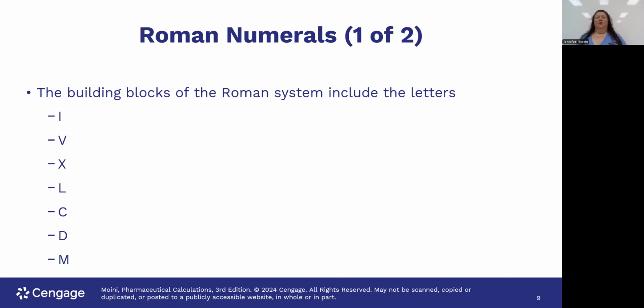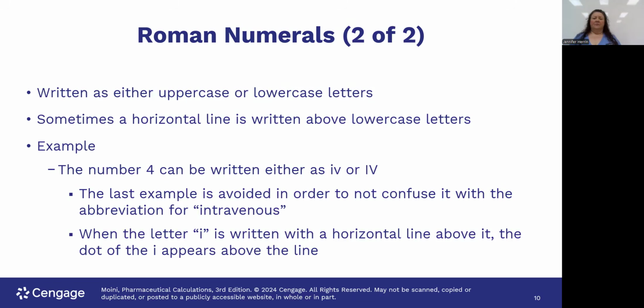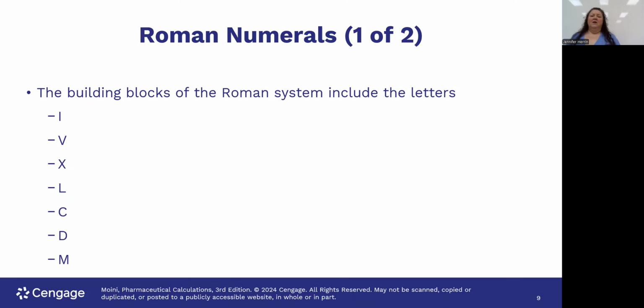So the building blocks of the Roman numeral system include the letters. That is a capital I. Sometimes your doctors might use a lowercase letter for these, but typically with Roman numerals, they will be capitalized. We have the letter V, the letter X, the letter L, the letter C, the letter D, and the letter M. Each of those letters represents something. So the capital I represents the Arabic number 1.